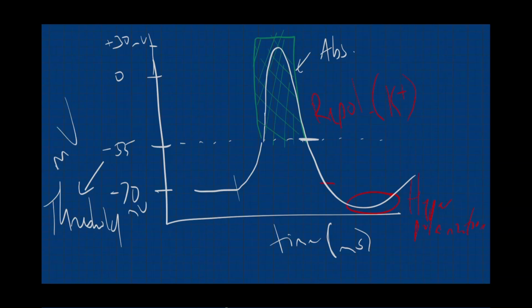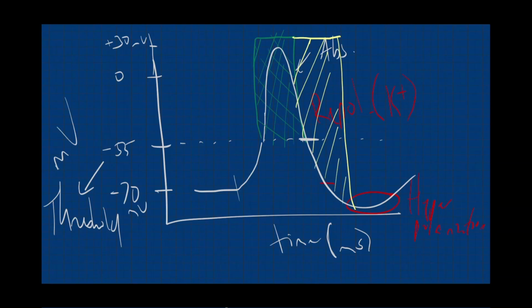We also have the relative. The relative refractory period starts once the absolute is over, and it usually goes until you hit that hyperpolarization mark. At this time, enough sodium channels have reset where you can have another action potential occur. So that's the relative refractory period.